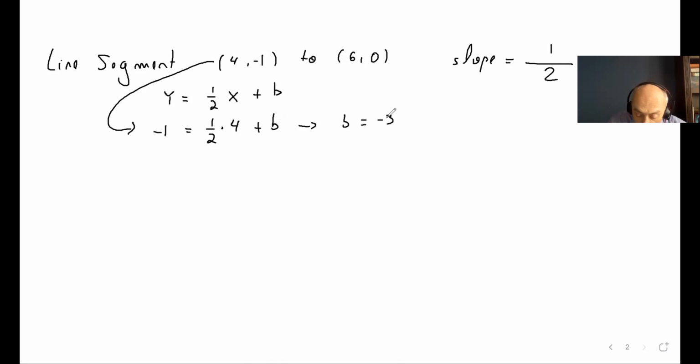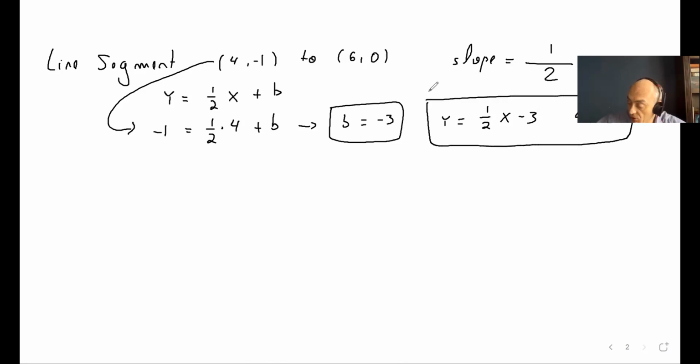So b has got to be -3, and the equation is y equals 1/2 x minus 3 for x between 4 and 6. This is everything we need to do in order to solve the problem, because with these things on my screen, I'm going to open up Desmos, which I didn't show you yet.